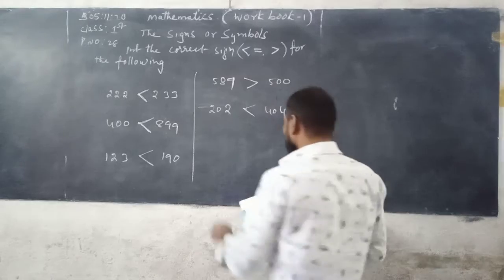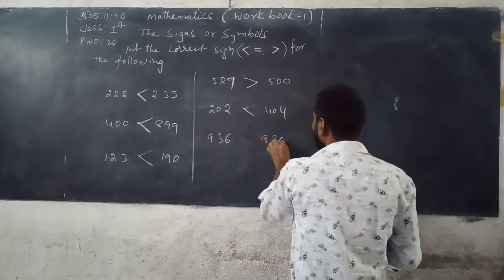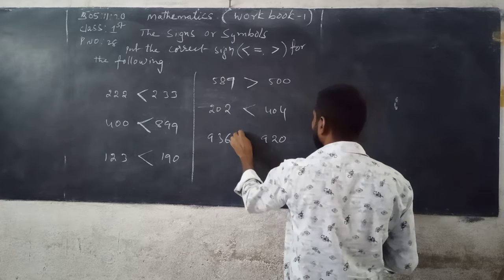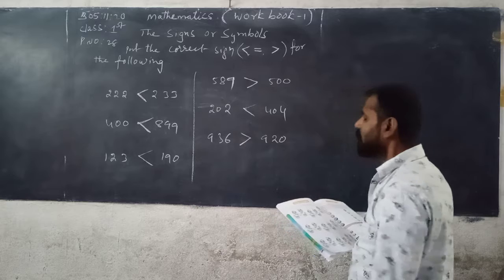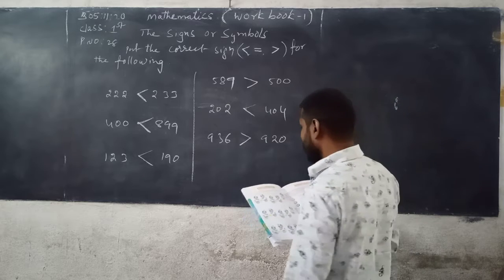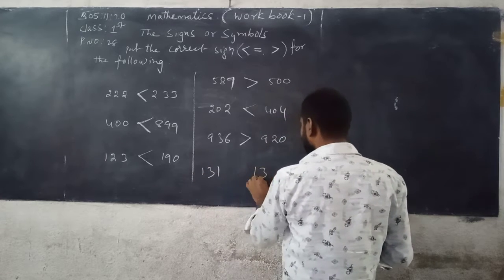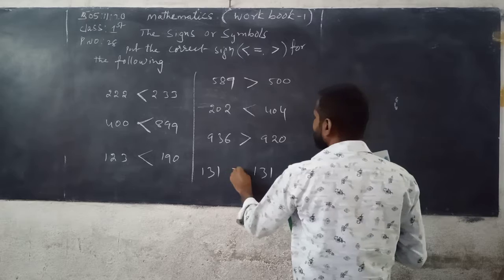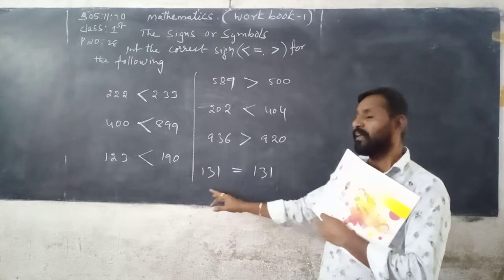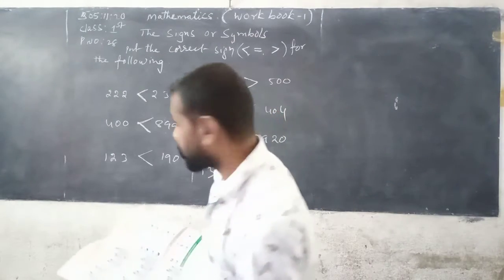Now the next one is 936 and 920. 936 is the bigger number than 920, then you can use the greater than symbol. So 936 is greater than 920. Now the next one, 131 and 131. These two numbers are equal, so you use the equal symbol. 131 is equal to 131.